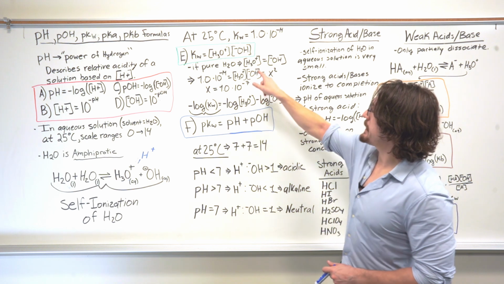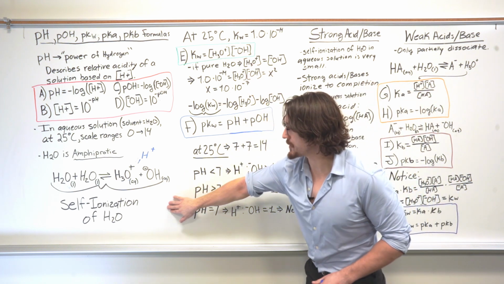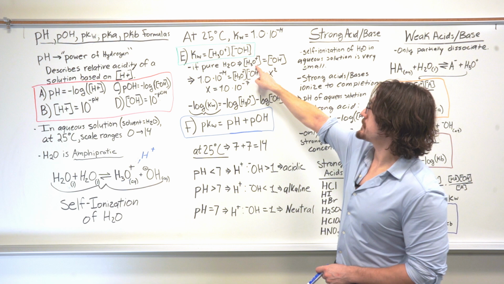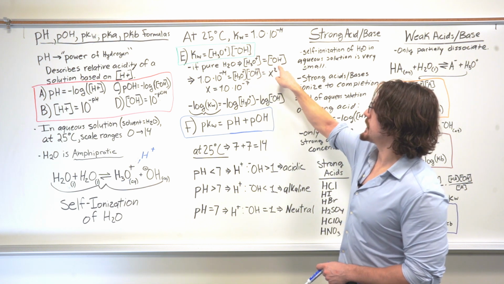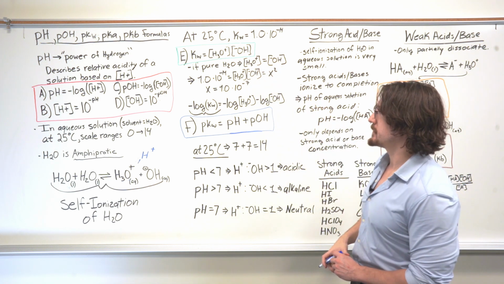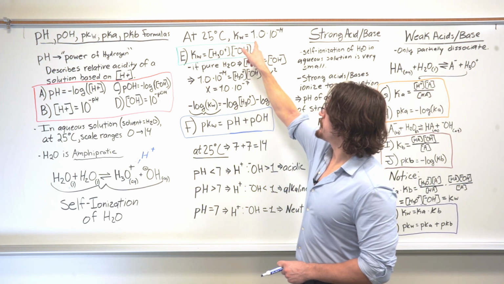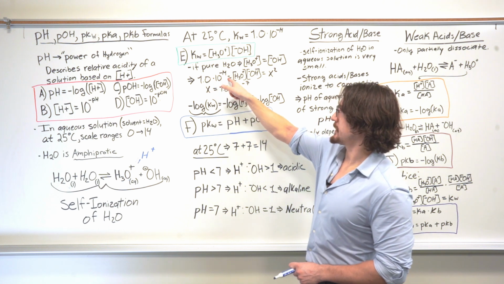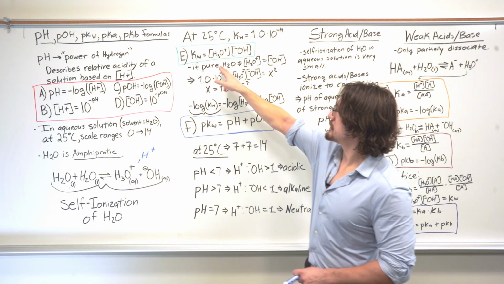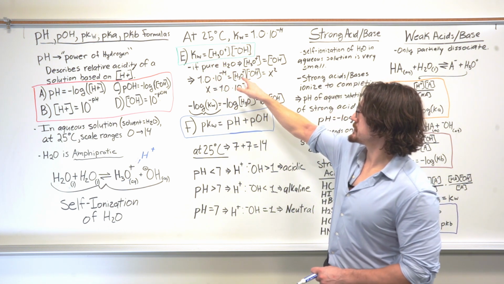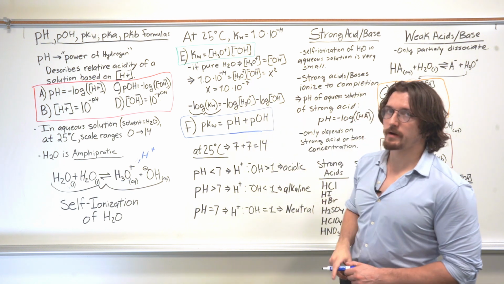It so happens that when this self-ionization occurs, the hydronium concentration at equilibrium is equal to the hydroxide concentration at equilibrium. So then we can say that if we know the Kw at 25 degrees, which is 1 times 10 to the negative 14, that's equal, based on this equation, to the concentration of hydronium times the concentration of hydroxide.